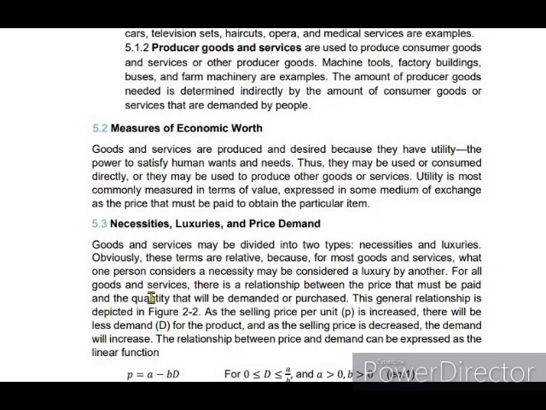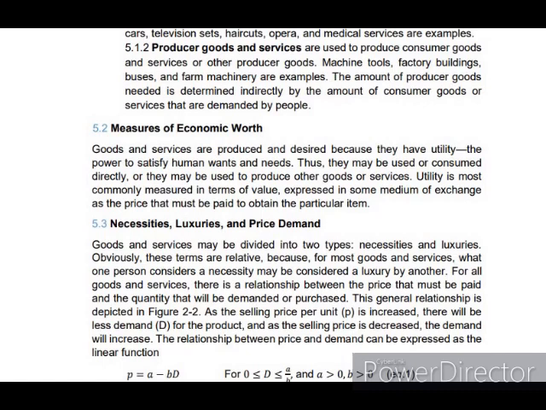Utility is most commonly measured in terms of value, expressed in some medium of exchange as the price that must be paid to obtain the particular item. So utility is a measure of economic worth. It must be seen in the goods and services that are offered in the market. So as engineers, we should consider utility as a measure of economic worth.